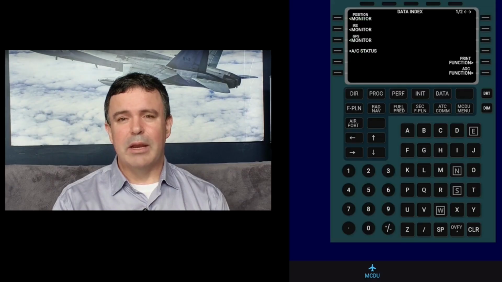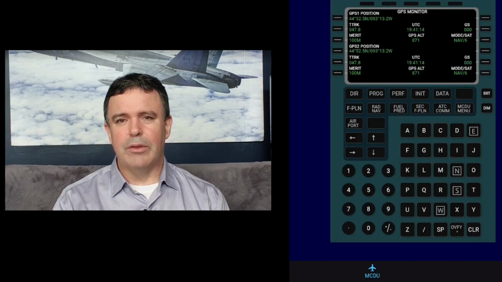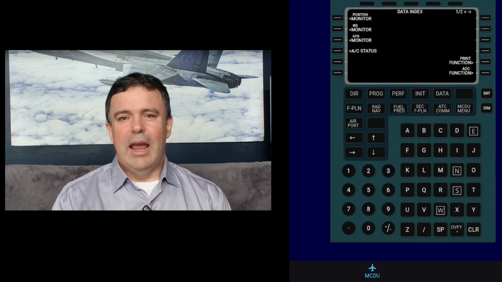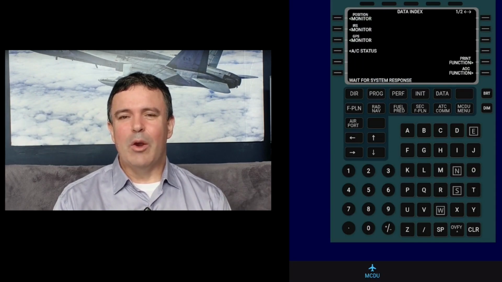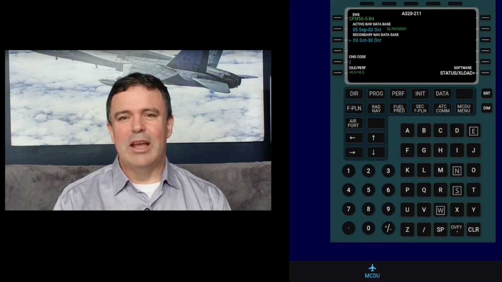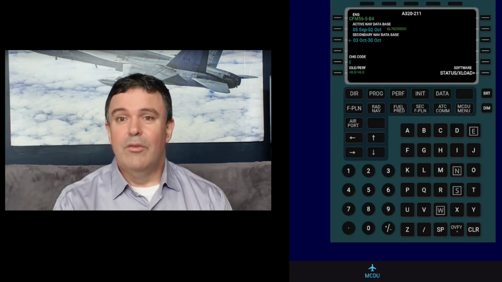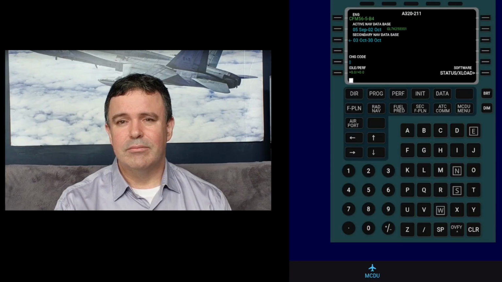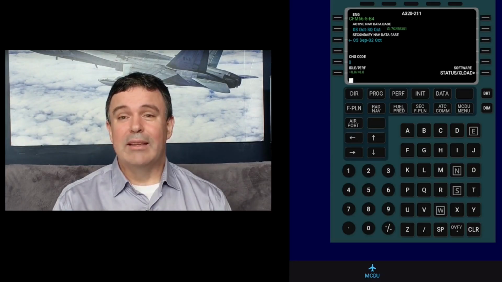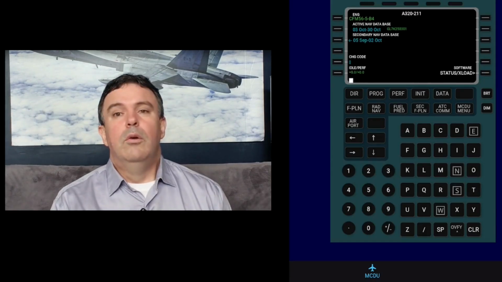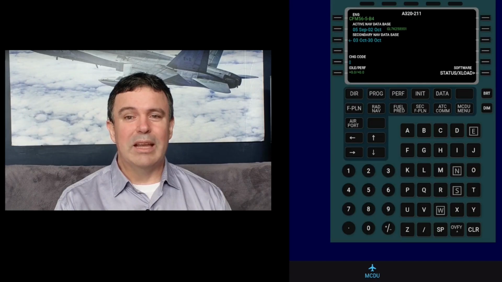Now that the IRS has been aligned, we can see the GPS monitor has been updated to show the change of status. And speaking of status, we can now go back to the AC status page and I'll tell you about that. From here, we can swap the active navigation database if it seems to be out of date. To do that, we just press LSK3 left and it will swap them around for us. We can swap it back by pressing again.